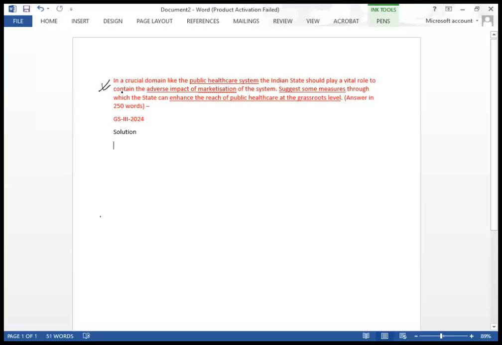The question says that in a crucial domain like the public healthcare system, the Indian state should play a vital role to contain the adverse impact of marketization of the system. Okay, and then suggest some measures through which the state can enhance the reach of the public healthcare system at grassroots level. So there are some keywords like public healthcare system, then Indian state, and of course the adverse impact of marketization, which means private healthcare system.